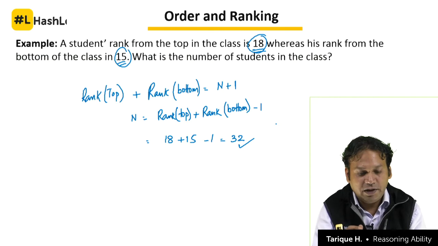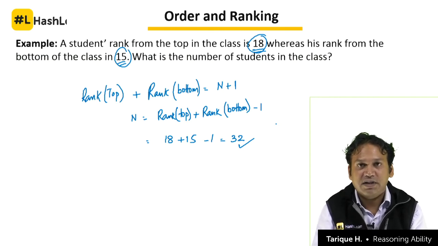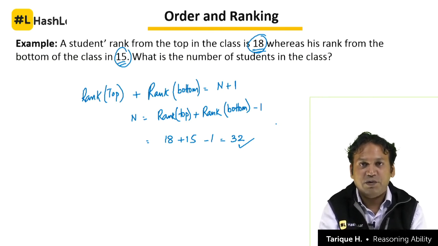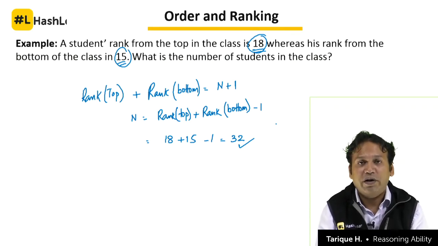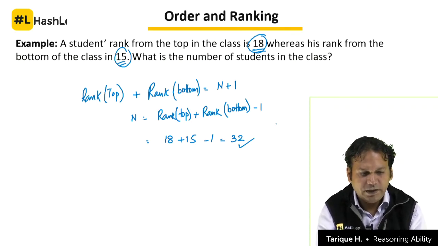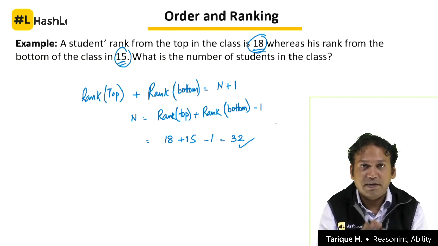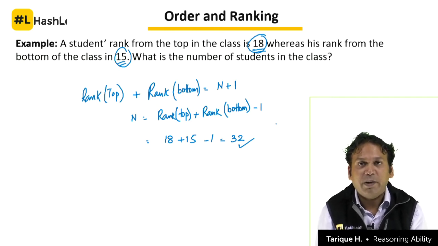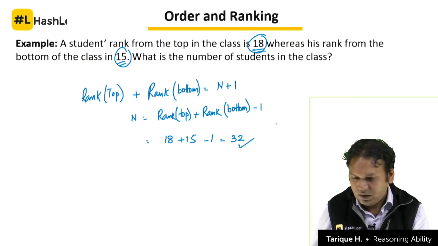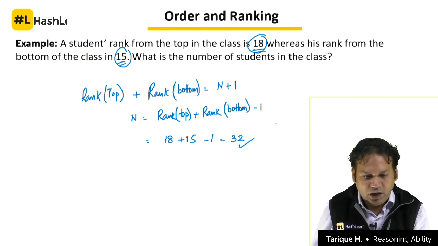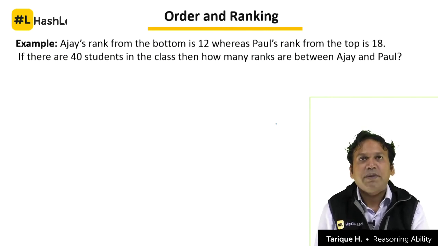So this is the benefit of knowing direct formulas. There are just 3 formulas which I have given to you. They will help you in almost all the questions of order and ranking, right? So observe the solution here. Remember this particular very important formula, that rank from top plus rank from bottom will be equal to n plus 1. Alright. Now let's see the next question.